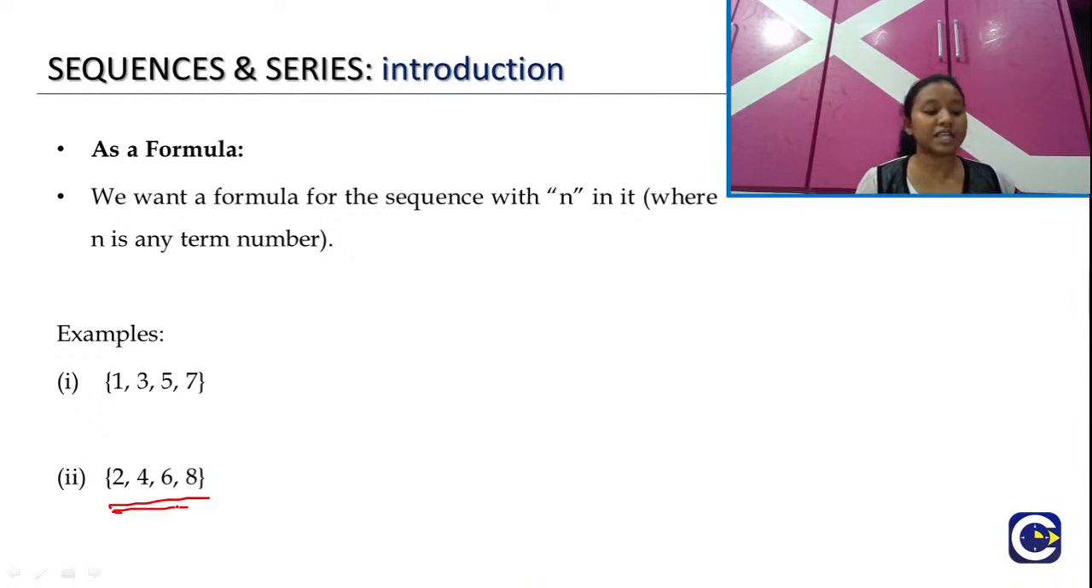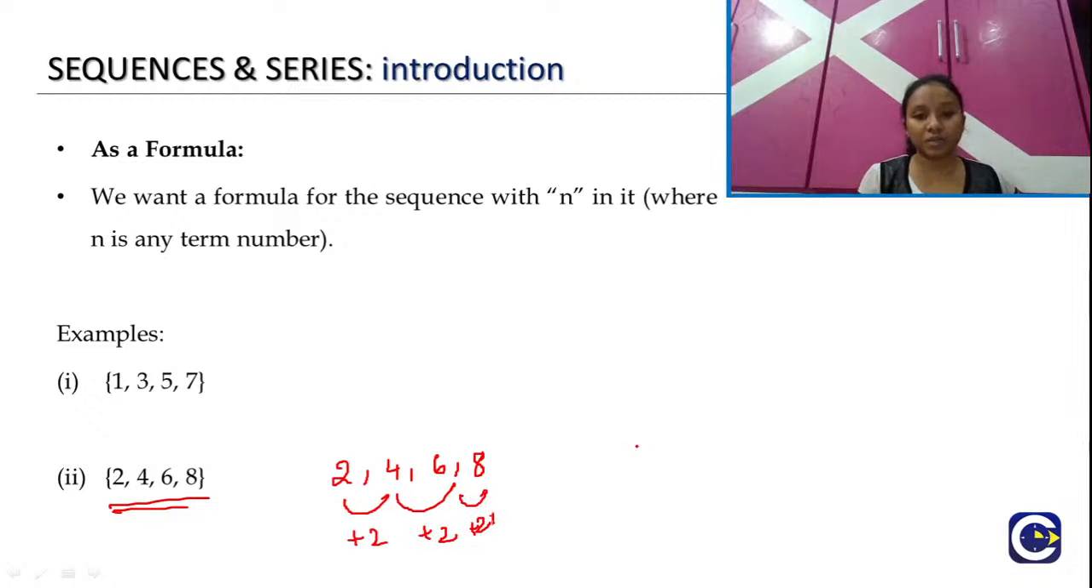So this is our second sequence here, having the terms 2, 4, 6, 8. So again, what is the rule here? The terms are jumping by 2. So I'll be writing 2n. That's all, because these are even numbers, where my n belongs to natural numbers again.